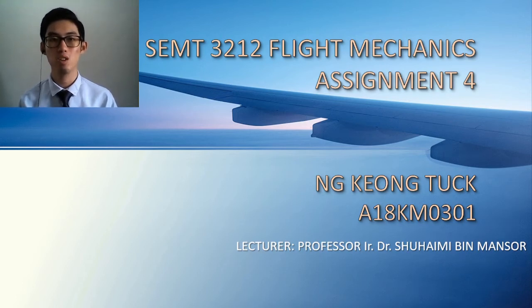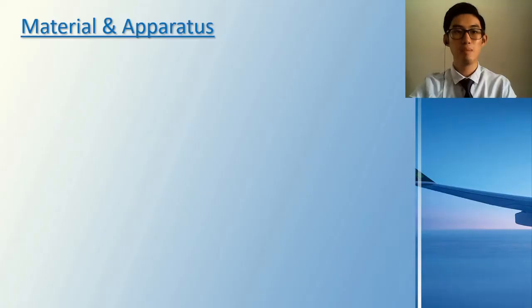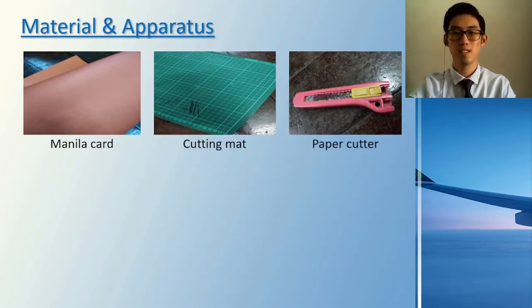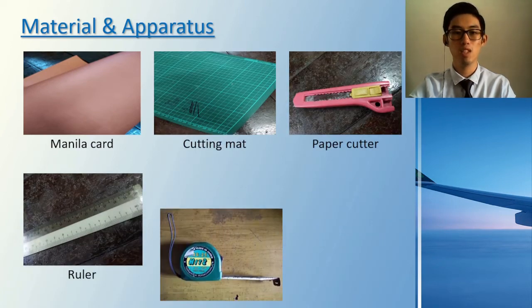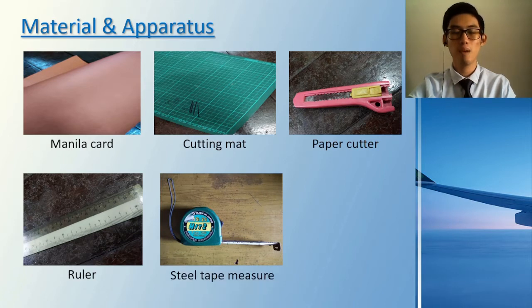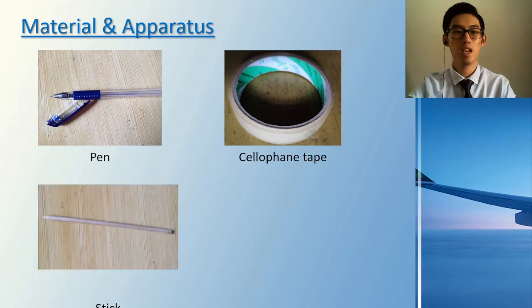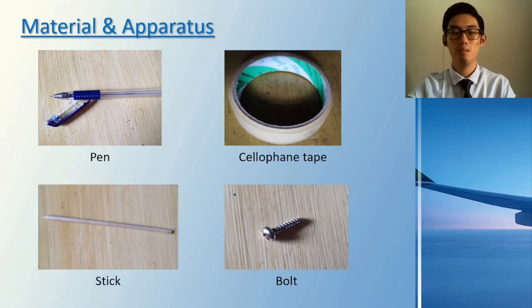My name is Keong. I'm from SEMT 3212 Flight Mechanics. Today, I would like to present my assignment 4 on aircraft static stability and performance. The materials and apparatus that I use are Manila card, cutting mat, paper cutter, ruler, steel tape measure, pen, cellophane tape, stick, and bolt.